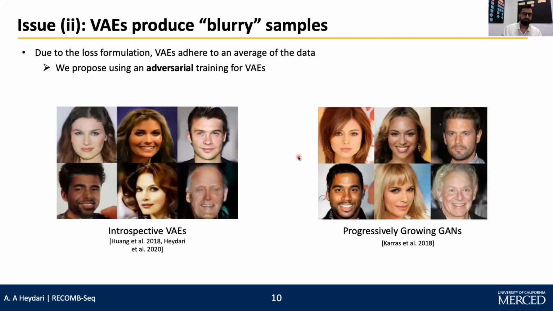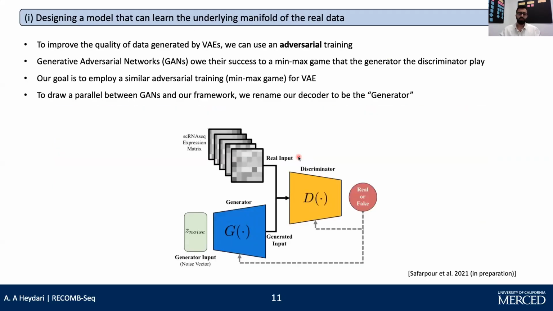But before getting into the introspective variational autoencoder, let me give a brief overview of what GANs do and why GANs produce such high quality samples. As most of you are probably familiar, GANs have two networks: a generator network and a discriminator network. The generator network tries to generate new data from a noise vector, and the discriminator decides whether the samples being input are real or fake.